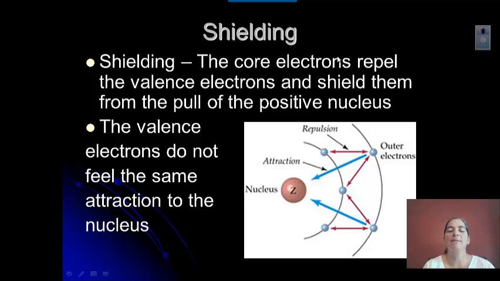So what happens is those electrons on the outside, they're attracted to the nucleus, but they don't feel as strongly attracted because they're also being repelled at the same time by the electrons that are between the outside electrons and the nucleus.